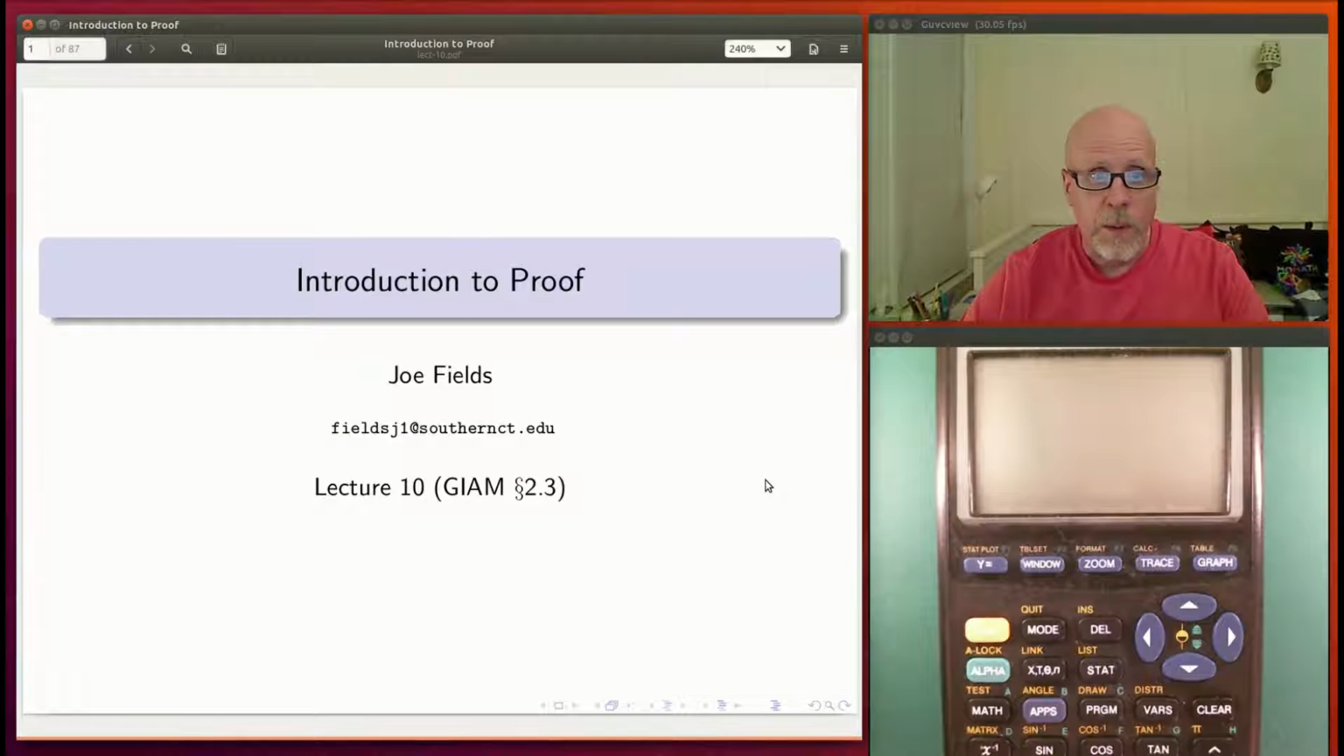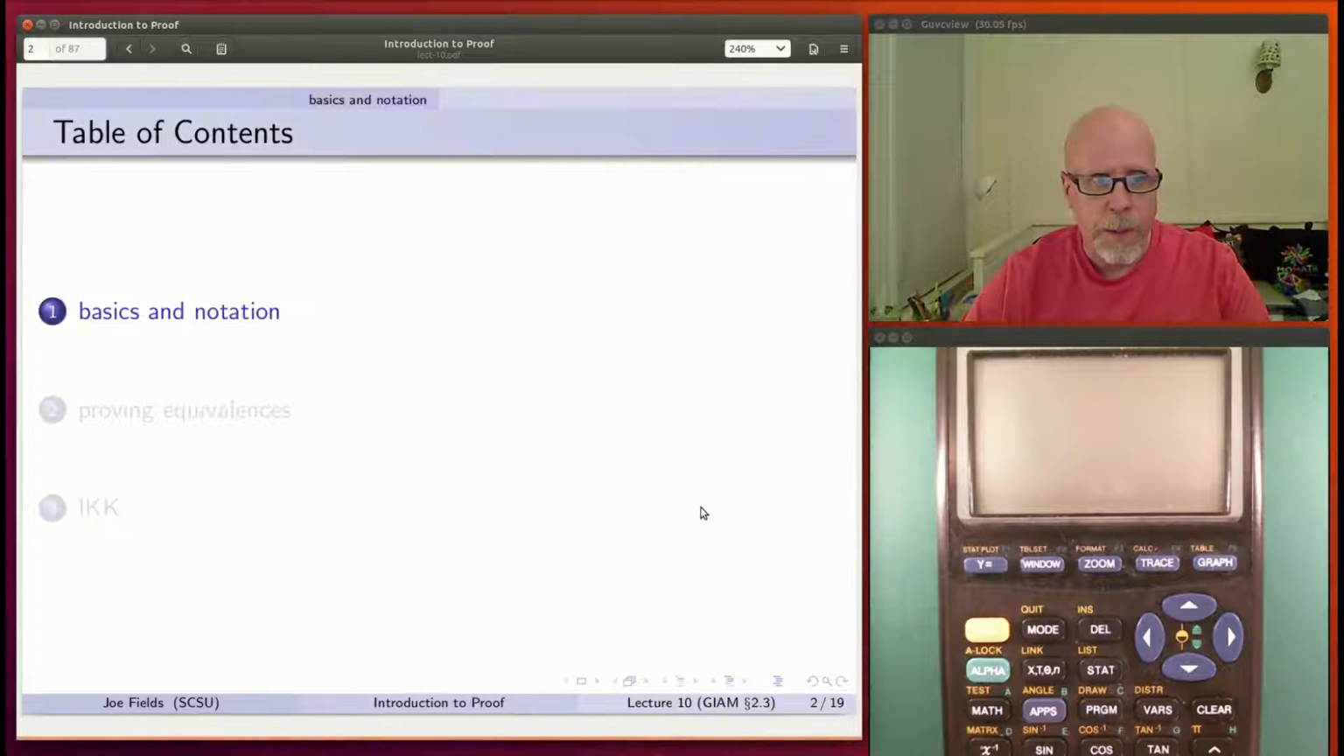Hi, welcome to Lecture 10 in this series for an Introduction to Proof course. Today we're going to go through some basic elements about logical equivalences, how to understand when statements are logically equivalent, and then how to actually argue that they are, in the case that they are.